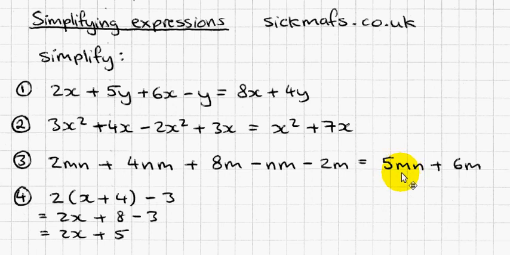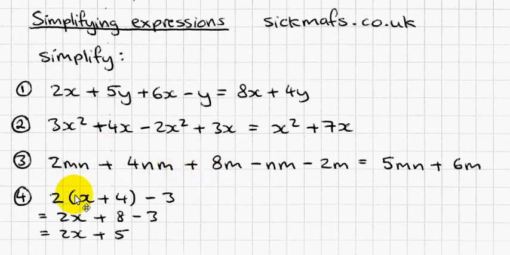People usually prefer to choose the letter that comes first in the alphabet, so m goes before n in the alphabet, doesn't it? M, n, yeah, that's right, just checking. And these are 8 m's and minus 2 m's, so you've got 6 m's altogether. 8 take away 2 is 6 m's.